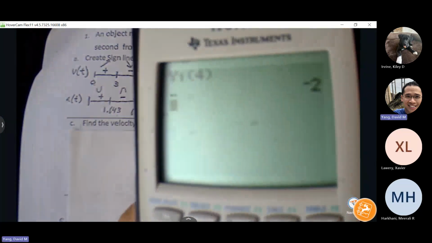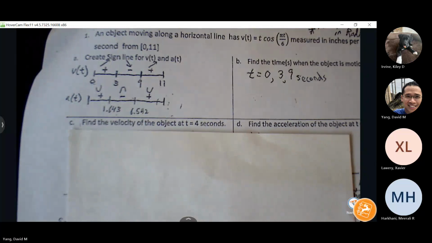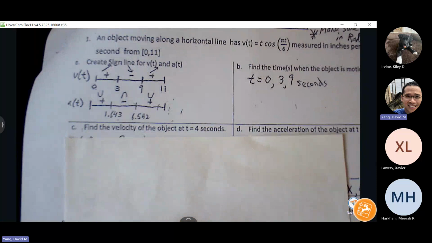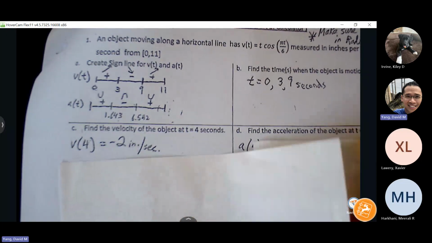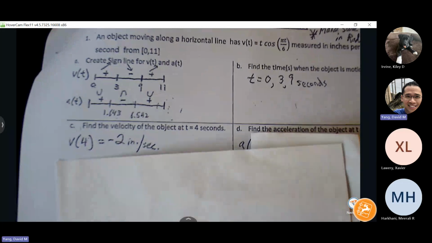4. What's our unit of measure going to be? Yes, inches per second. Yeah, so you have the right idea. Just make sure you look at your units for each problem.